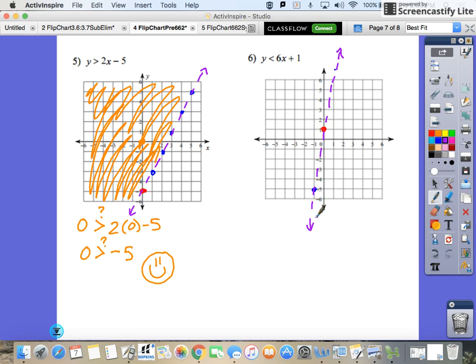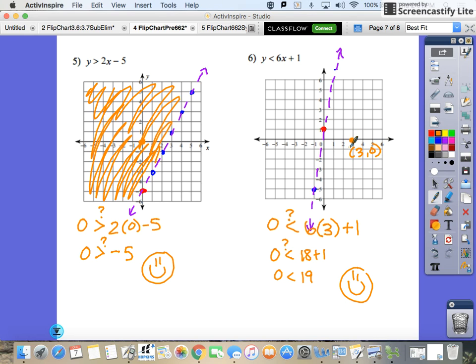And then we need to test a point. Now, to me, this one's a little unclear because I did a terrible line. I don't know which side 0, 0 is really on. So I'm just going to pick the point 3, 0. I just randomly picked that. So what I'm going to do is put in 0 for y and ask, is that less than 6 times x, which is 3 in the coordinate I chose, plus 1? So is 0 less than 18 plus 1? Is 0 less than 19? Yes, it is. So this side is where a successful point was tested. This side is what I would shade.